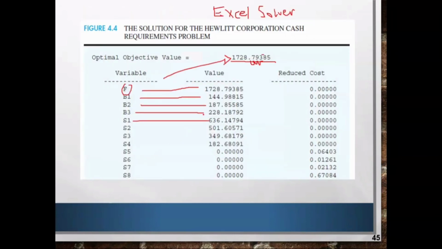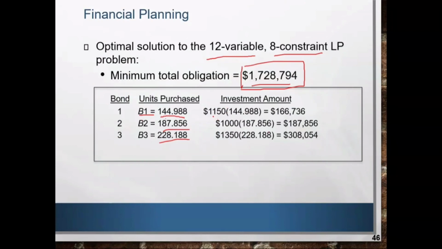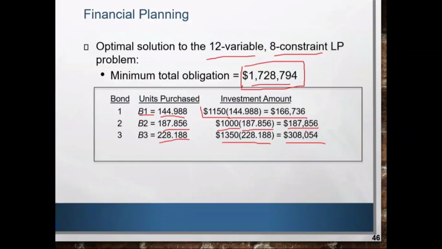These were also taken from Excel Solver. So we multiply by the price of bond 1, which is this, so it equals 166,736, plus $1,000. Oh no, $1,000 times this. So it will equal 187,856, then the same for bond 3. That is how to solve financial planning with a linear programming model. I hope you learned about financial applications, and thank you for listening.